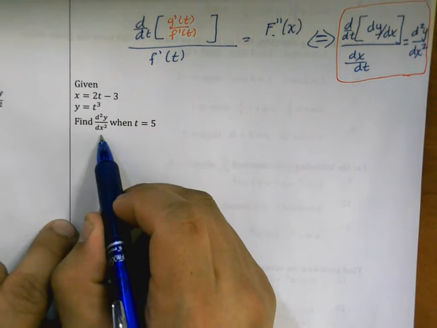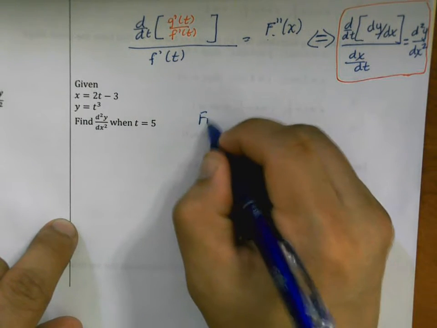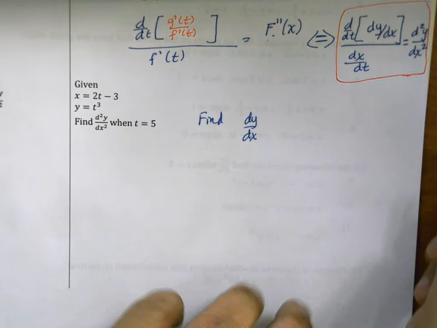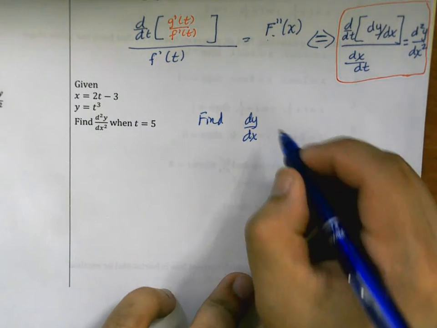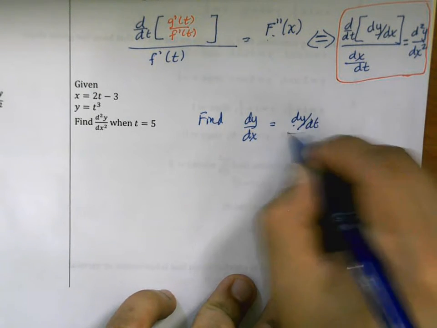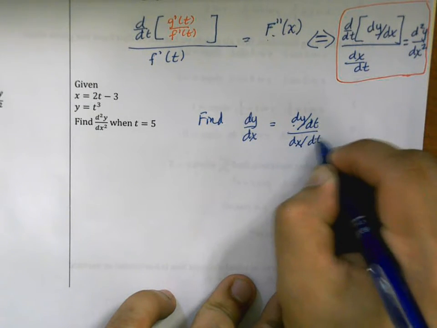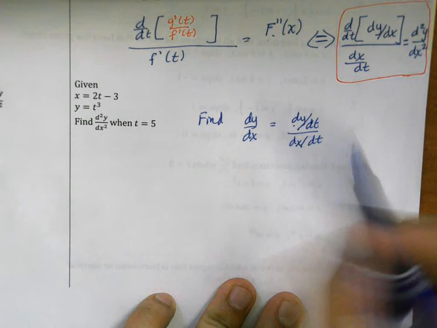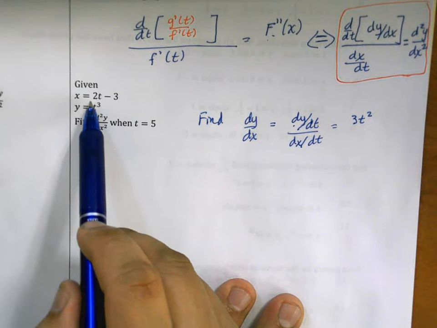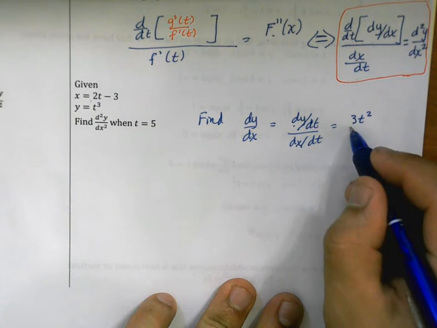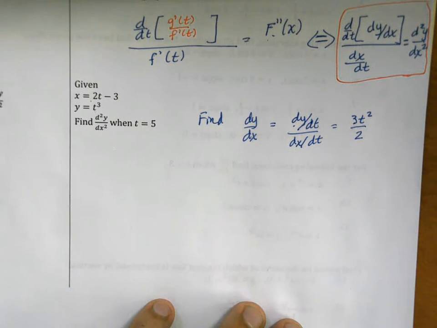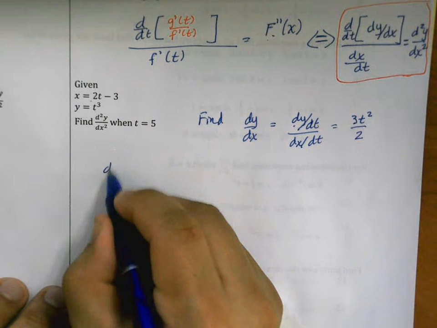So first, before we find the second derivative, we have to find the first derivative, dy/dx. I've done this in a previous video, so I'm just going to go through this kind of fast. It is equal to dy/dt over dx/dt. The derivative of y with respect to t is 3t squared, and the derivative of x with respect to t is 2. So there we go, that's dy/dx.